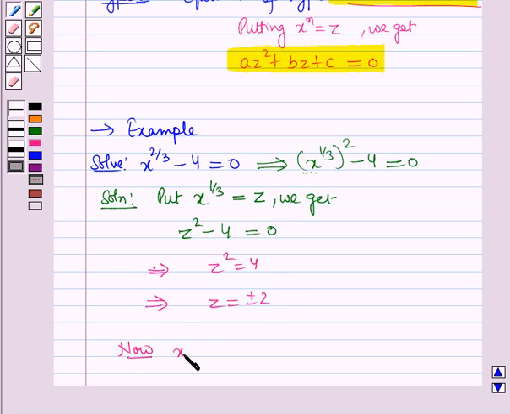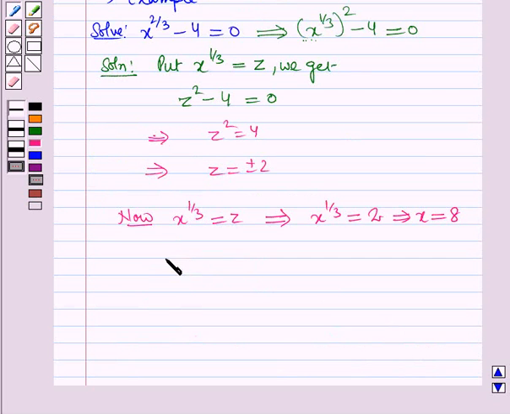Now x raised to power 1 by 3 is equal to z implies x raised to power 1 by 3 is equal to, now taking z is equal to plus 2. This implies, now cubing both sides, x is equal to 8. And similarly, for z is equal to minus 2, we get x is equal to minus 8.